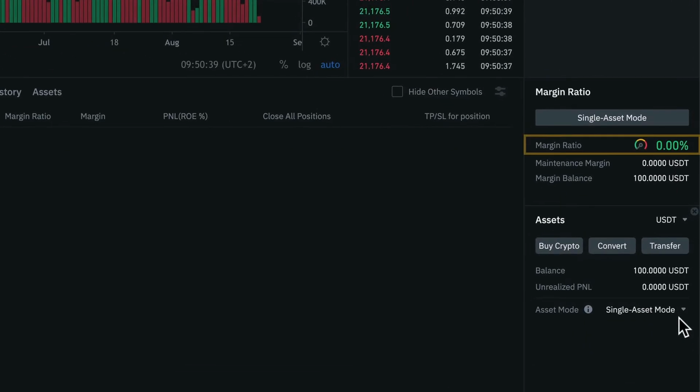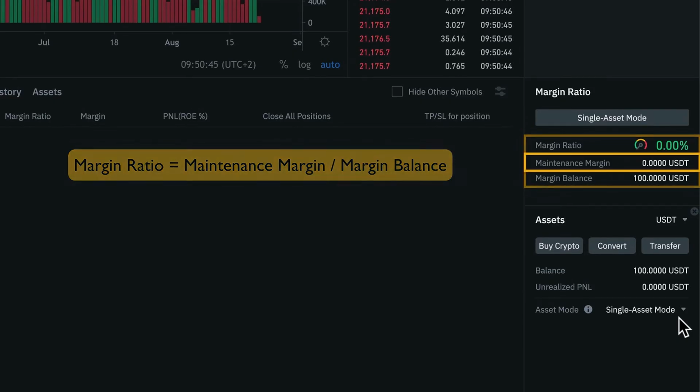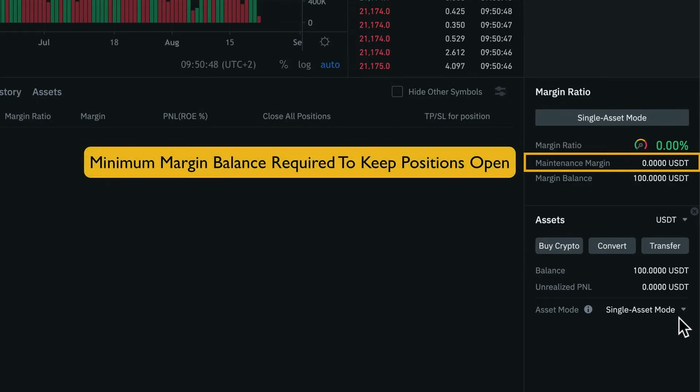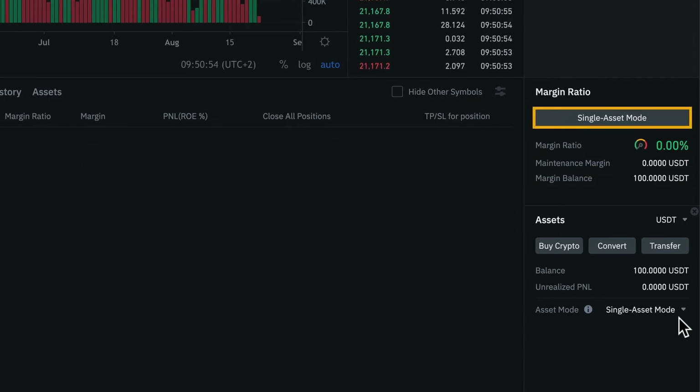The margin ratio is calculated by taking the maintenance margin and dividing it by our margin balance. The maintenance margin shows us the minimum amount of margin balance required to keep our positions open. As we can see here, we are currently in single asset mode, which means that only our US dollar Tether will be considered as our margin balance for our open positions in US dollar Tether.